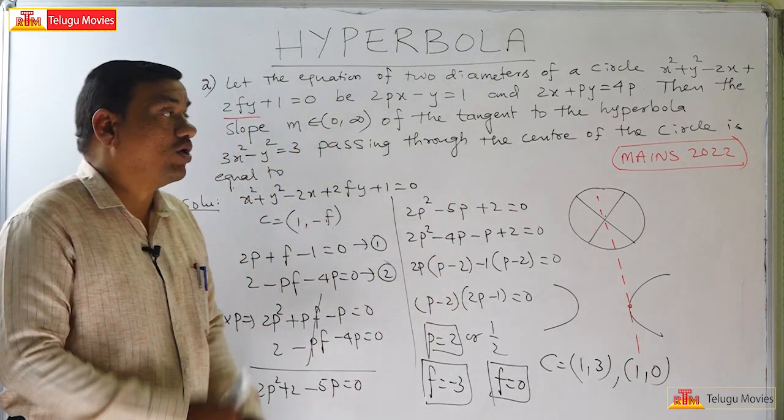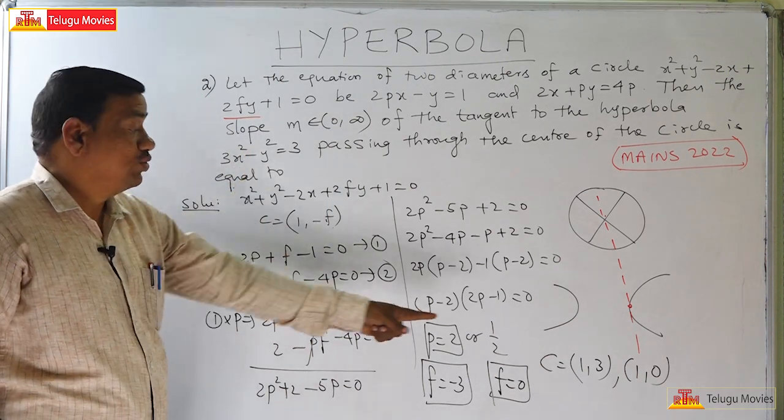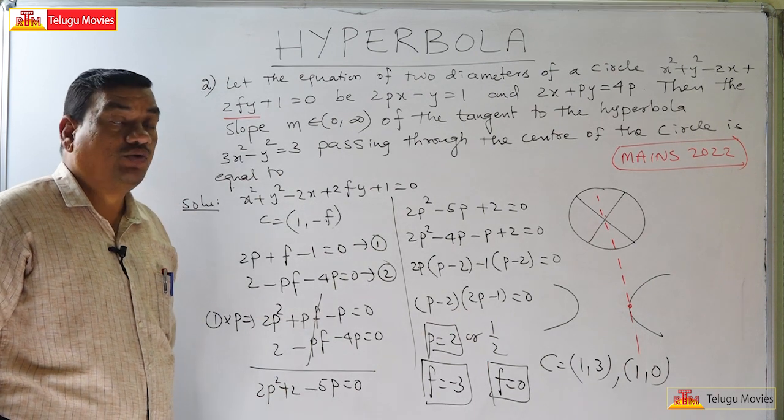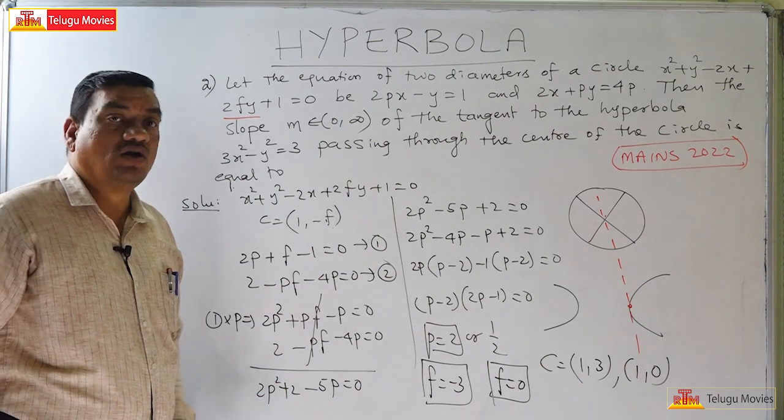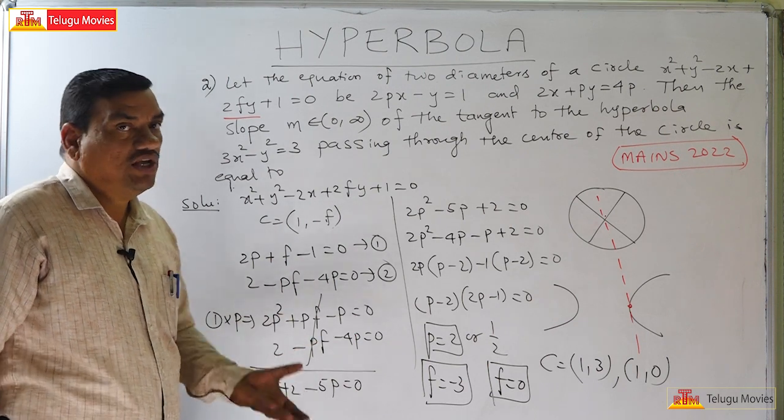Now, coming to the hyperbola part. The tangent to this hyperbola passes through the point 1 comma 3 or 1 comma 0. There are two cases that arise. So let us continue the calculation.